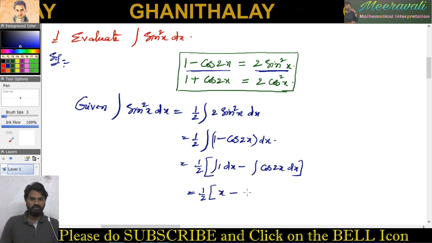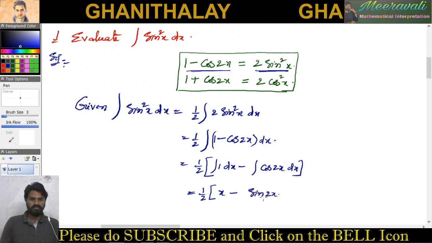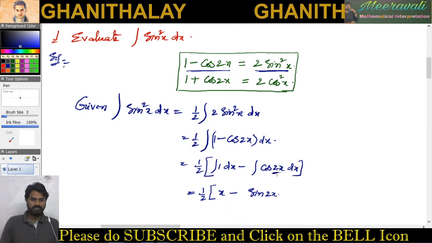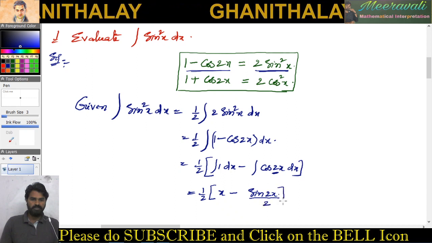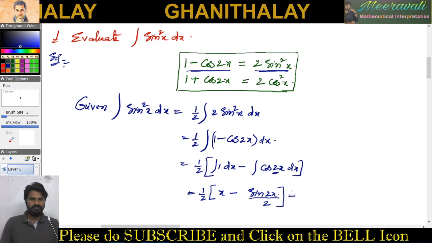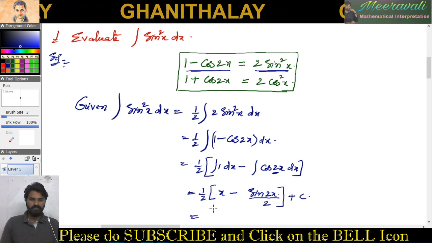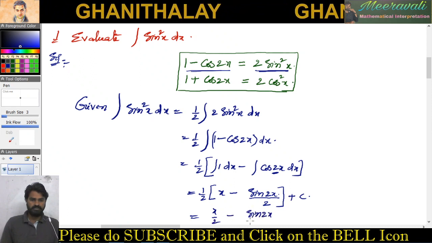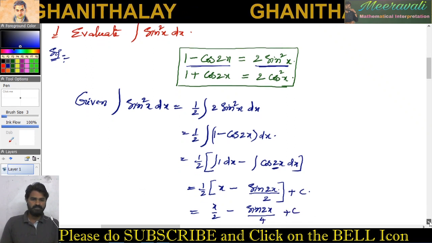What is the integral cos x formula? Sine. So what is the angle here? 2x. After finishing the formula, finally you can write what is the x coefficient here? 2. You write divided by 2 here, because that will be explained in the substitution method. Okay, this is the answer. Now you can expand 1 by 2 here: x by 2 minus sine 2x by 4 plus c. This is the answer of this question.